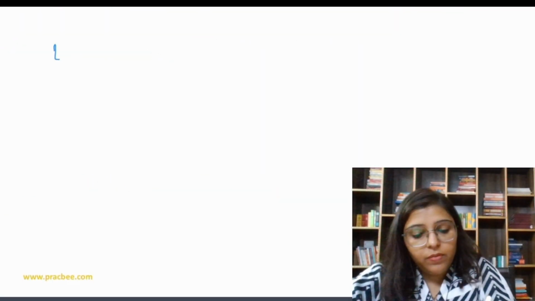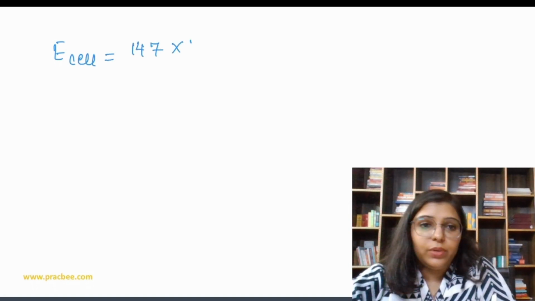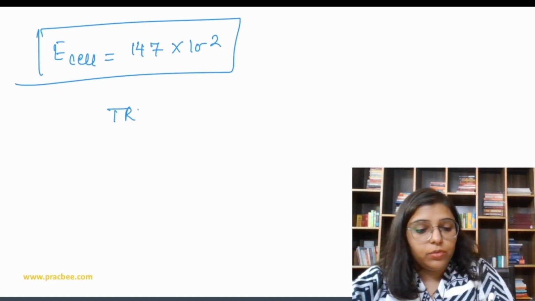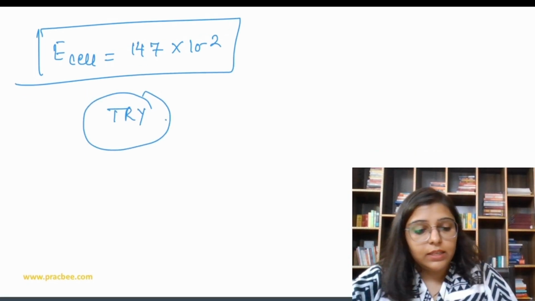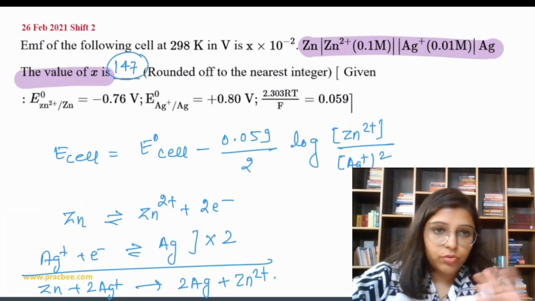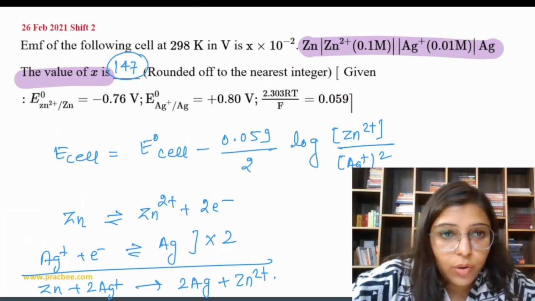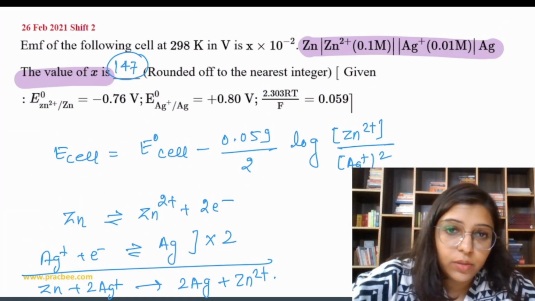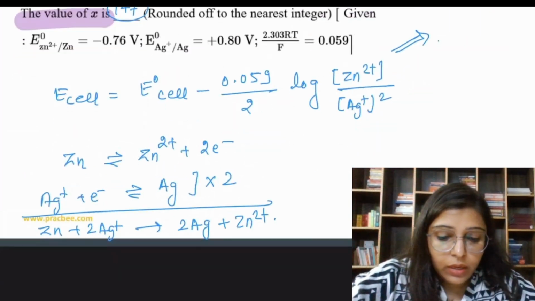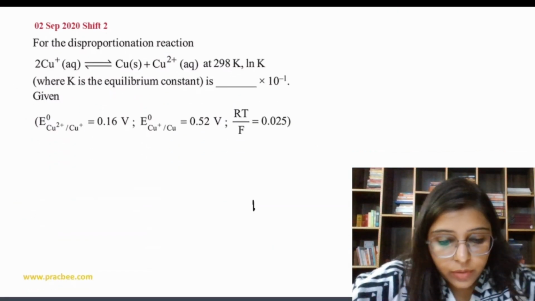And when you solve it, you get E cell is equal to 147 into 10 to the power minus 2. Just try to solve on your own, right? And the answer is 147. Just try to solve. You just have to put all the values which are given in the question in this equation. That's the last equation. Okay, now let's do the next question.